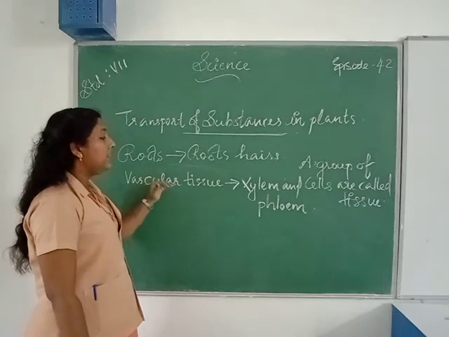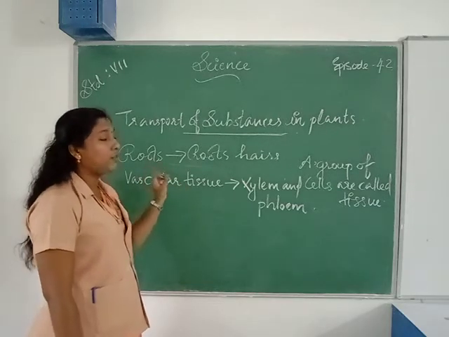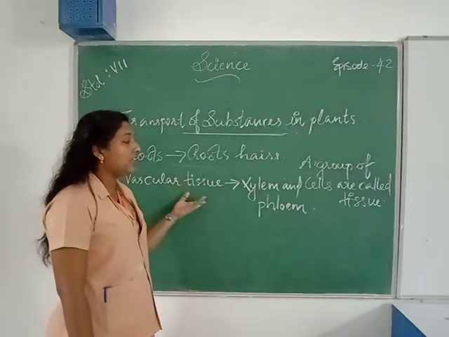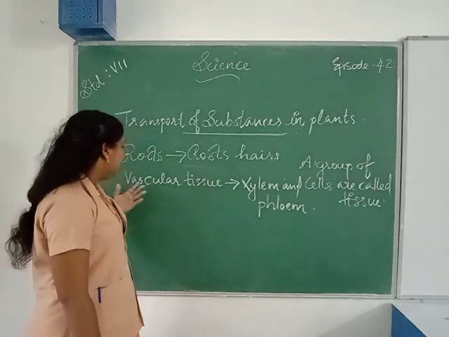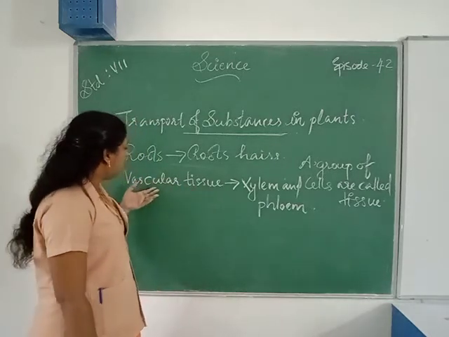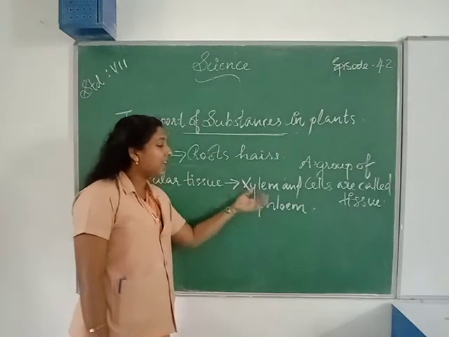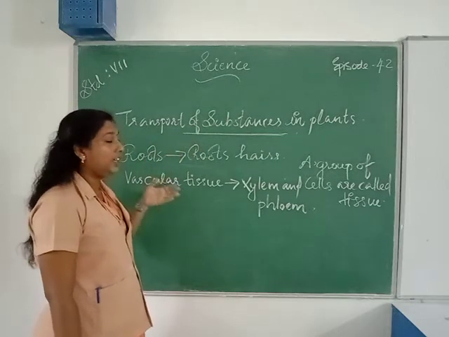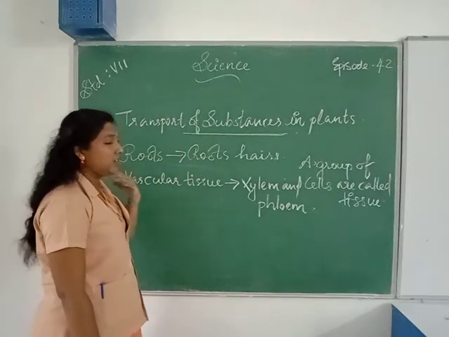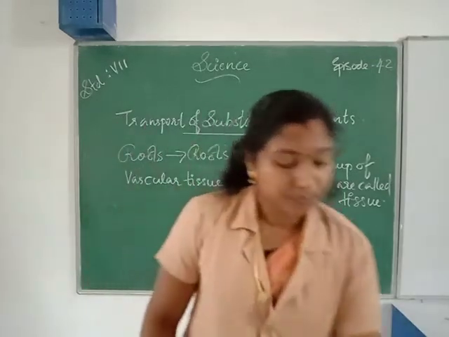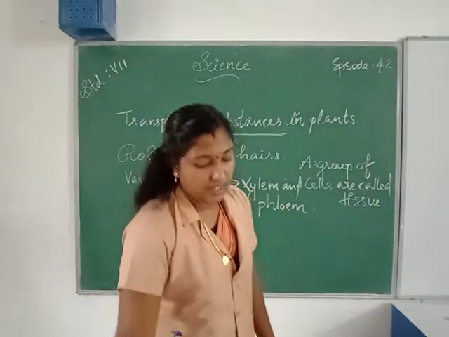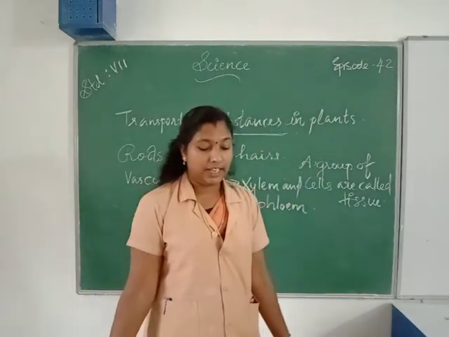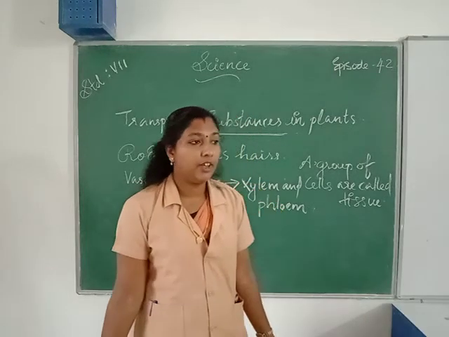Vascular tissue means the plants have tube-like vessels. These tube-like vessels help to transport water and nutrients to different parts of the plants. That is called the vascular tissue. The vascular tissues are xylem and phloem. These help to transport absorbed water and nutrients from the roots. Xylem and phloem facilitate the transportation of water, minerals and food through the plant.